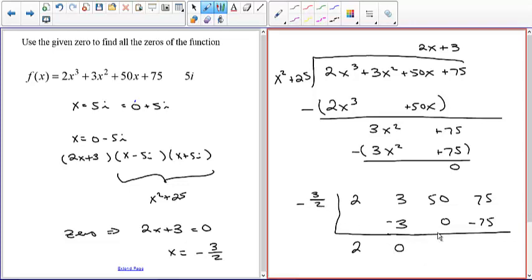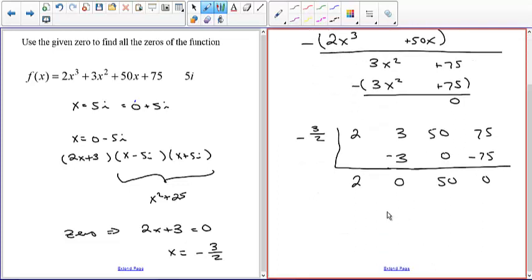Negative 3 halves times 0 is 0. 50 plus 0 is 50. 50 times negative 3 halves is negative 75. So if you did that, what you would get is 2x squared plus 50, which is the same as 2 times x squared plus 25. So anyway, that was kind of to check.